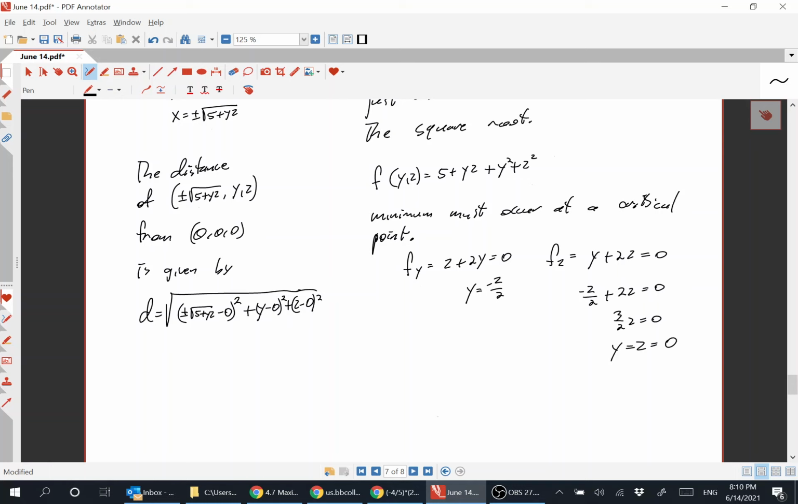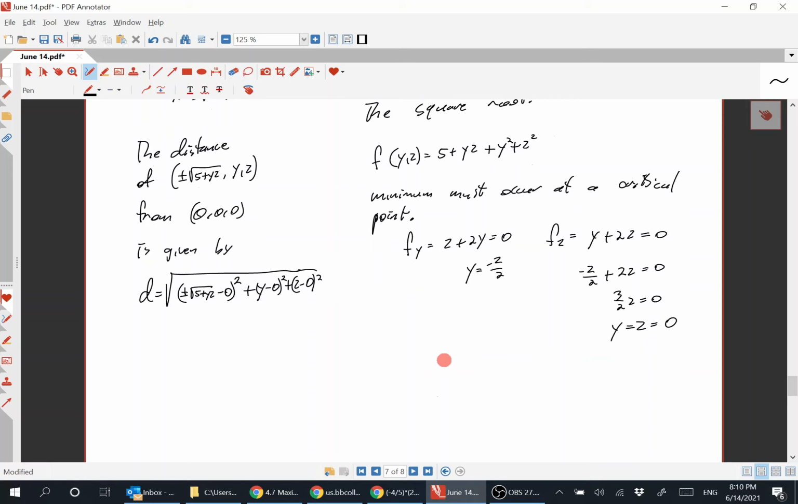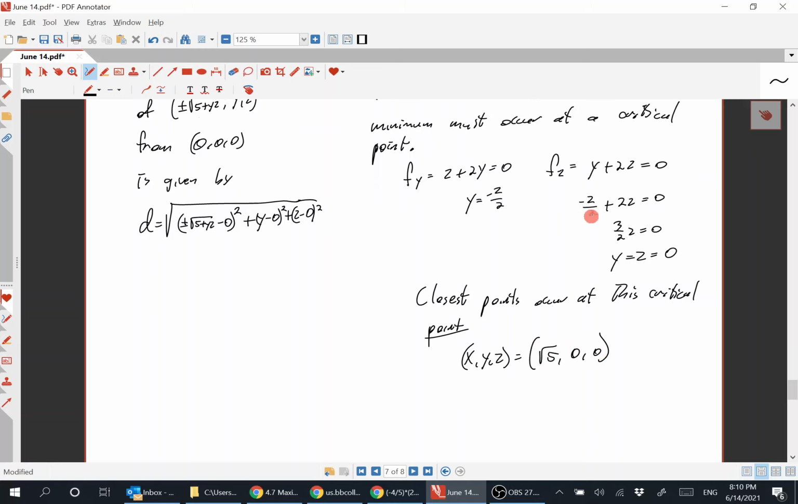So the closest points occur at these critical points, or at this critical point. So you have x, y, z equal to, now x is the square root of 5 plus 0. So x is the square root of 5 or negative the square root of 5.